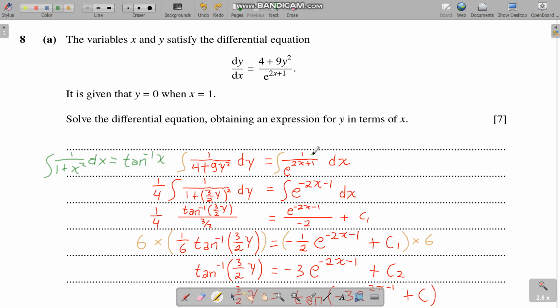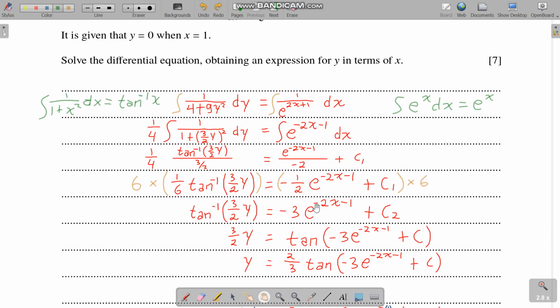And here we can just use the reciprocal law in the laws of indices. So minus 2x plus 1, so minus 2x minus 1. And then we use this rule in MF19: the integral of e to the x dx is e to the x. So basically we have exactly the same thing, but we divide by minus 2 because of the chain rule. Now don't forget to add the constant of integration. Here we put it on the right once only.